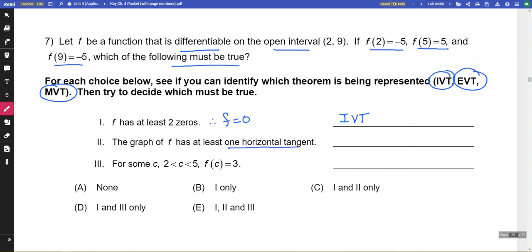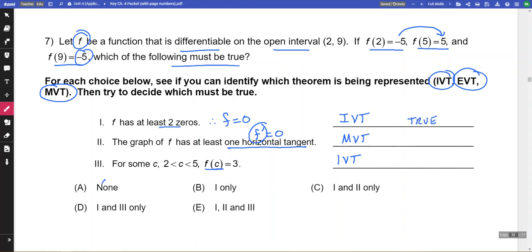So f has at least two zeros, so therefore f is equal to 0. So we're given f, asked about f, that's going to be an intermediate value theorem problem. Right? We talk about one horizontal tangent. That means f prime of 0. We're given f, right? We're talking about f, asking about f prime. That's a mean value theorem problem. Now, does f have at least two zeros? Well, let's see. I go from -5 to +5. If I'm continuous, I have to go through 0. And then I go from +5 back to -5, so I have to go through the 0 twice. So we know that that is true.